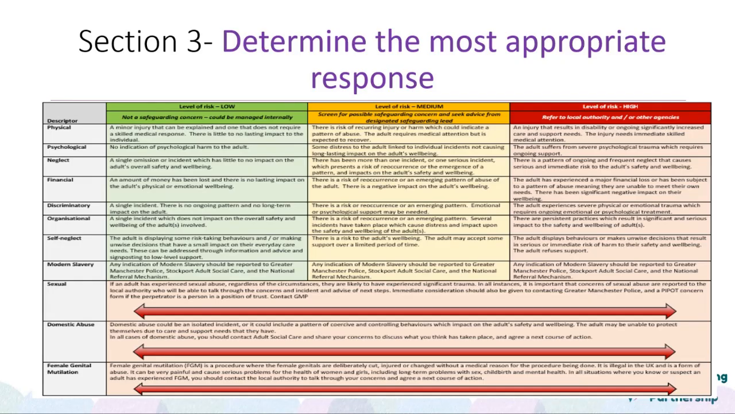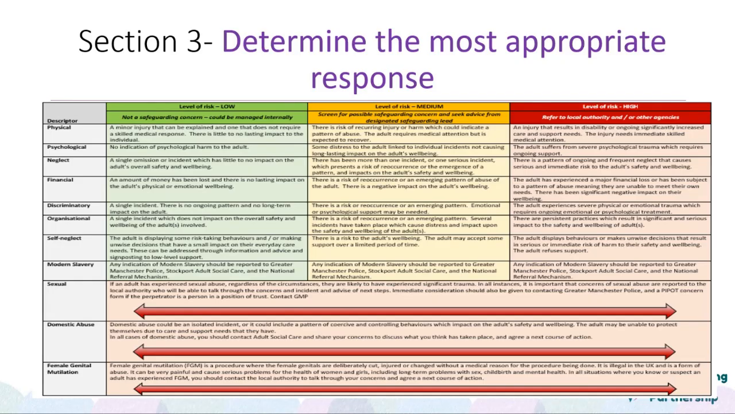Finally, on the right hand, we are at high risk. This is the red column there. And this is where we would say there is no question that that individual should be referred as a safeguarding into the local authority. So again, using physical abuse as the example here, we might be looking at an injury that results in disability or ongoing significantly increased care and support needs for that person. The injury will likely need immediate skilled medical attention and is likely to have some sort of lasting impact for that person.